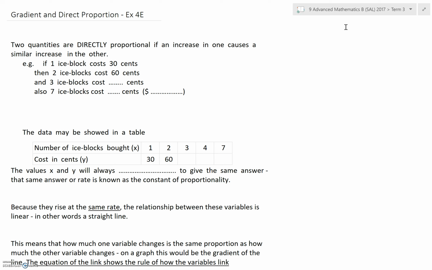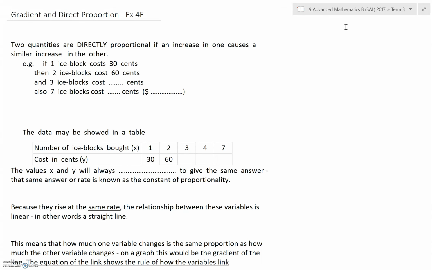So two quantities are directly proportional if an increase in one means that we're going to see a similar increase in another one. It does not mean that they're going up by the same amount on both sides. It just means that each variable is going up in the same proportions to each other, but each variable is separate.